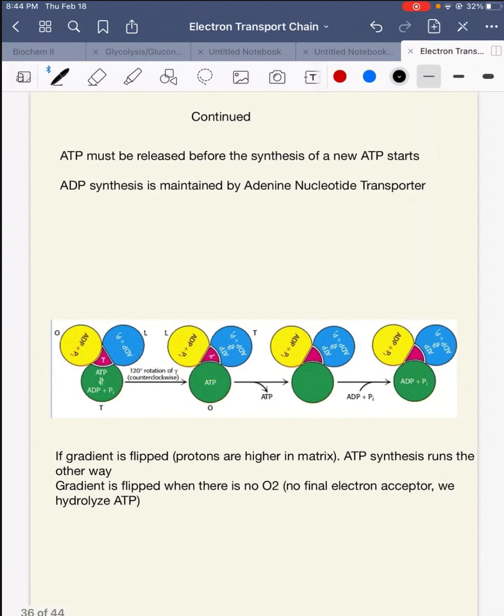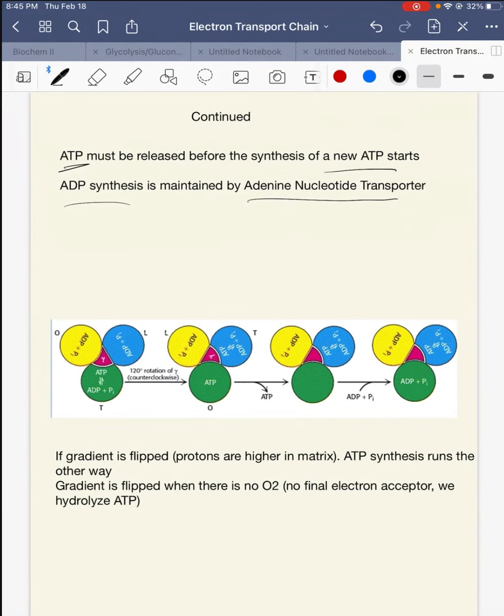Okay, so the ATP that we make when we go from L to T, this ATP must be released before we can start making another ATP, and then once it's released, we're back into the O state. ATP synthesis is maintained by adenine nucleotide transporter. So this transfers ADP and ATP, and then it maintains ADP levels sufficient enough to be able to generate ATP for the cell.